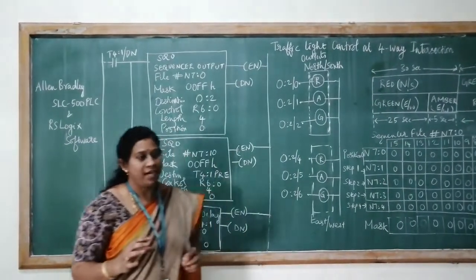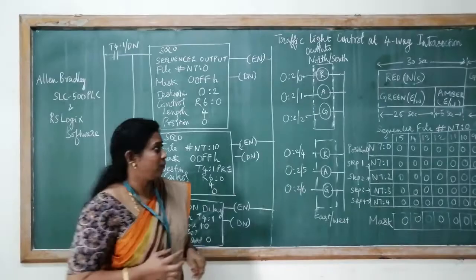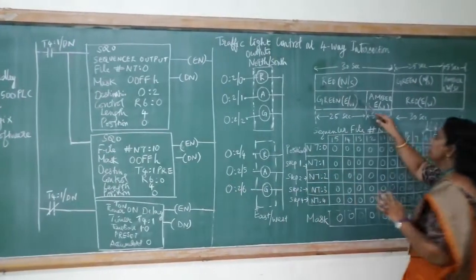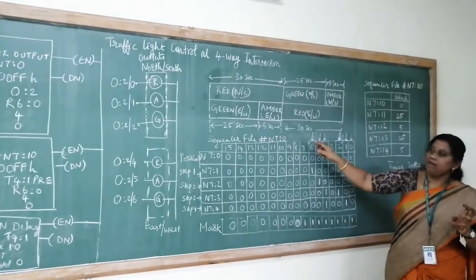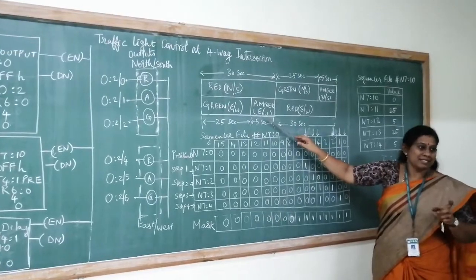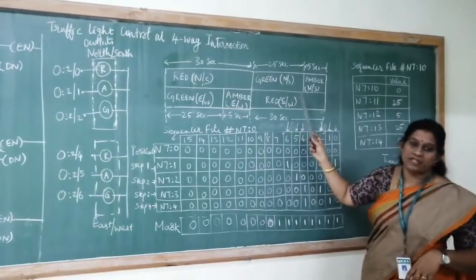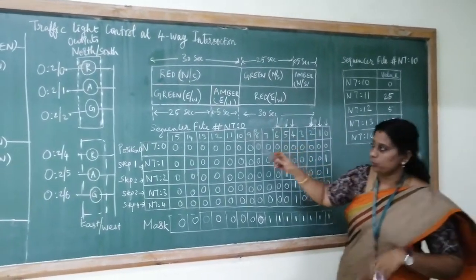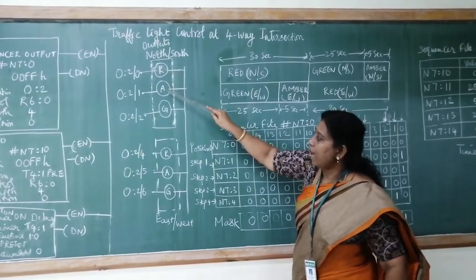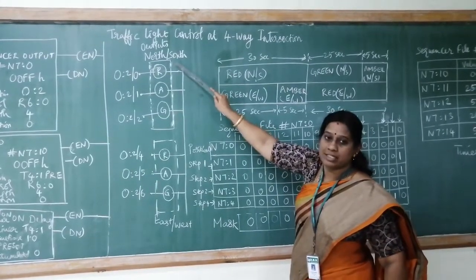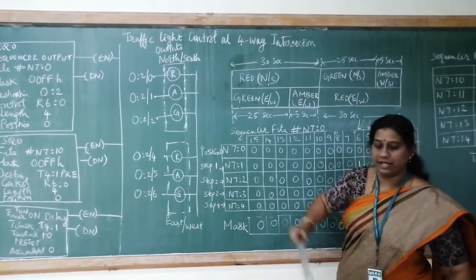First let us define the timing cycle and the outputs for this traffic light control problem. This is the timing cycle of the outputs: red, green and amber. Amber is nothing but yellow, in the north-south direction as well as in the east-west direction. So we have 6 outputs: a red light, amber light and green light in the north-south direction, and a red light, amber light and green light in the east-west direction.